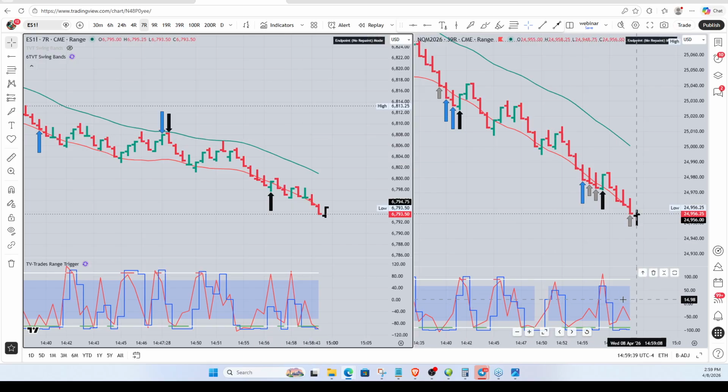I'm only doing the divergence trades in here, okay? I should have actually done this one right here a minute ago. You can see we're in a downtrend right here, so if you want to go with the trend, you're going to take the shorts right here.